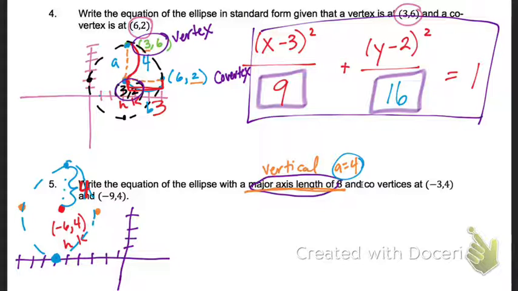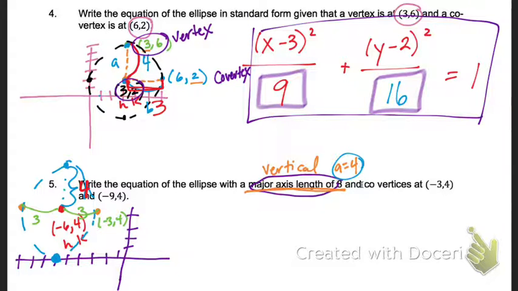And then my minor axis, or the distance from the center to the outside on my minor axis is what? The distance from my center to my outside. 3. Well, it would be the same distance to the left as well. So even if you went to the left, this would also be 3.